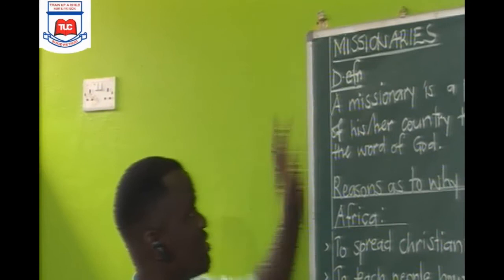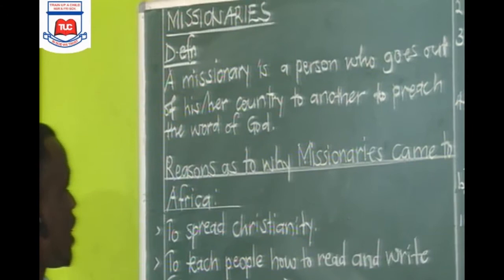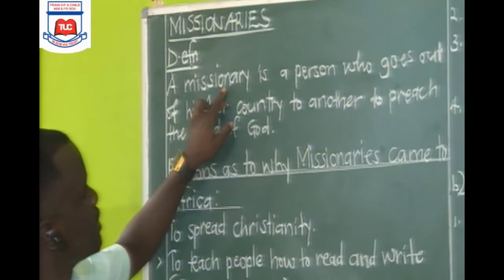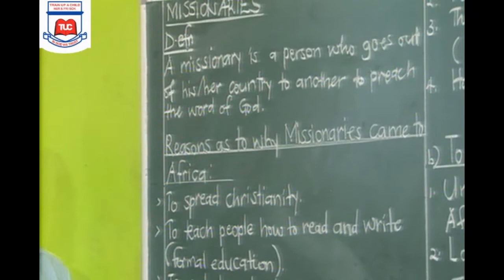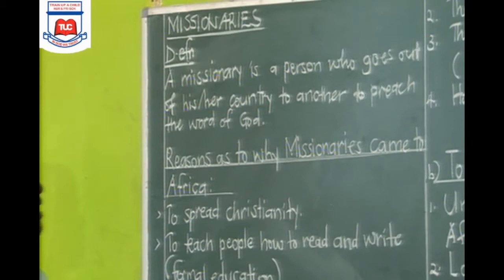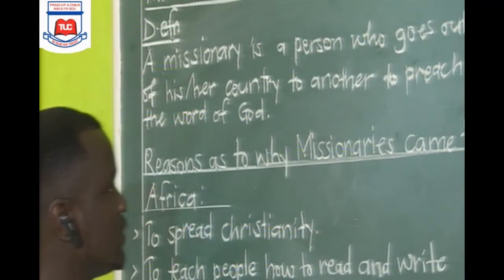And the first thing we have to understand is, do we know the definition of a missionary? Who is a missionary? According to our definition, a missionary is a person who goes out of his or her country to another to preach the word of God. That is the simplest way we can define it. A person who goes out of his or her homeland to another with the purpose of preaching the word of God, that person is the one we call a missionary.